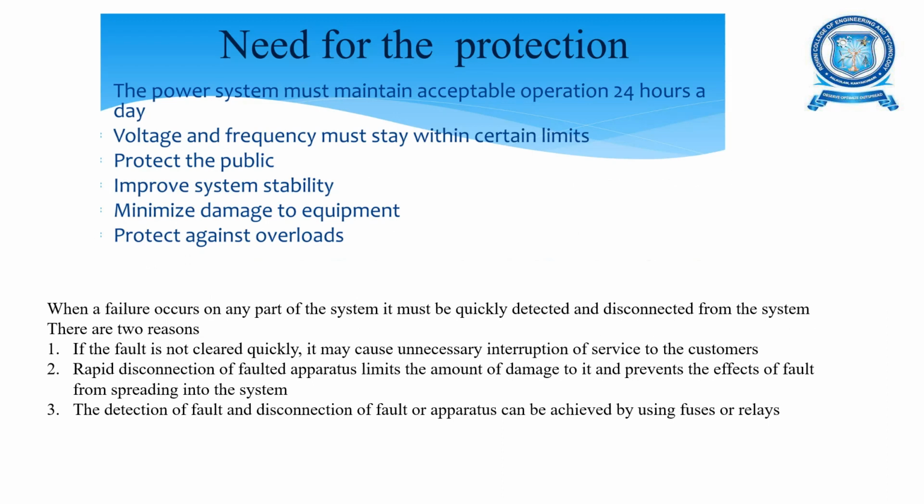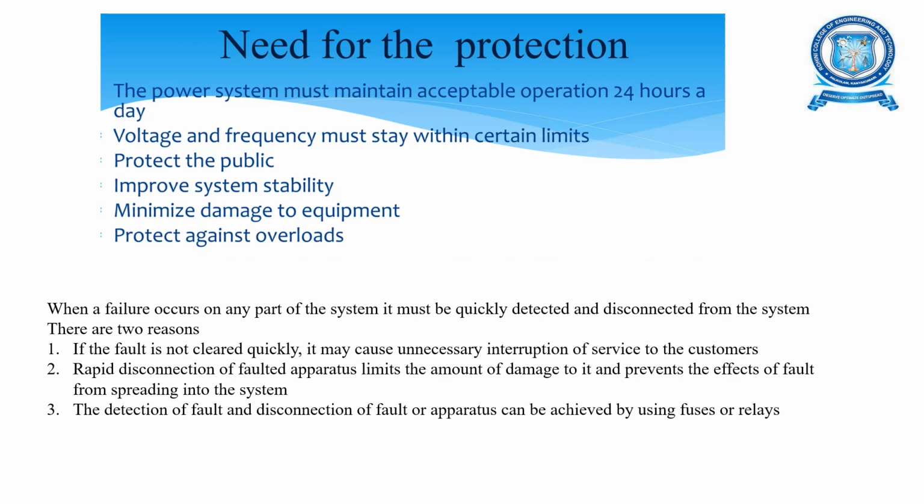And the need for protection. The power system must maintain acceptable operation 24 hours a day. That is, voltage and frequency must stay within certain limits, and protect the public, improve system stability, minimize the damage to equipment, and protect against overloads. So when failure occurs on any part of the system, it must be quickly detected and disconnected from the system.